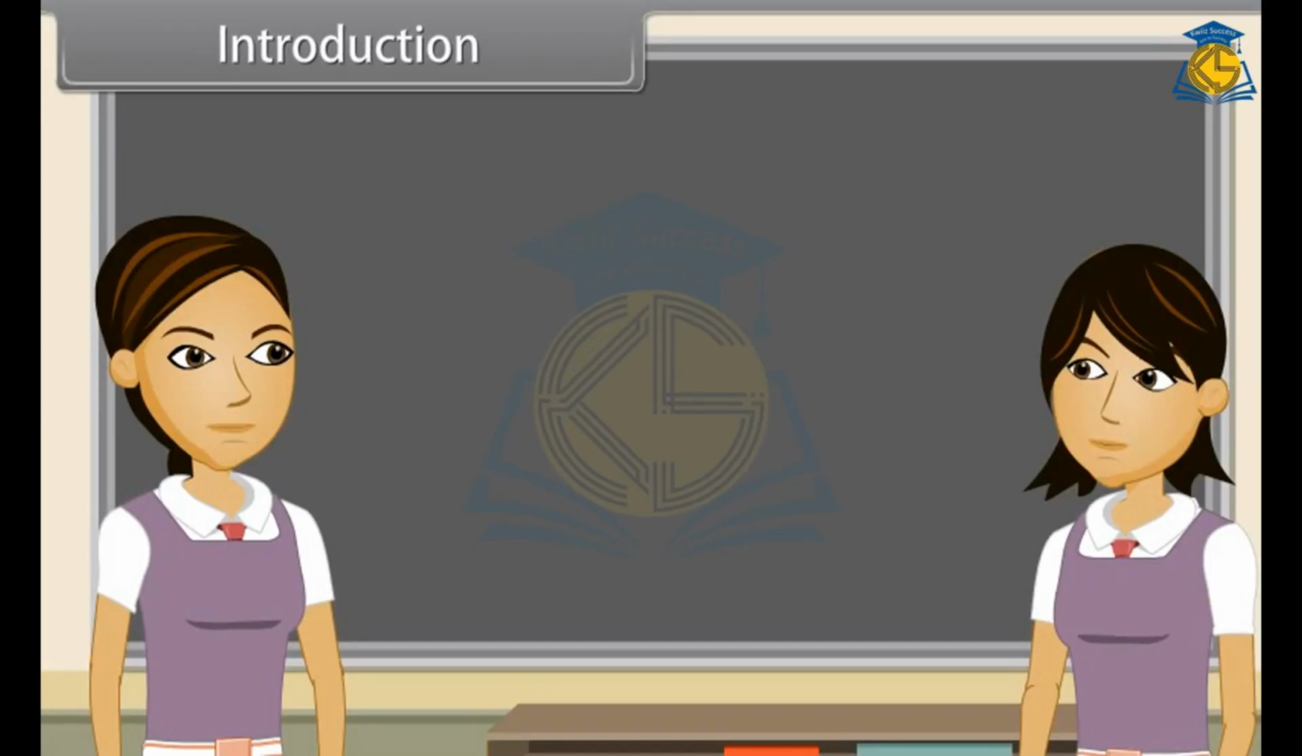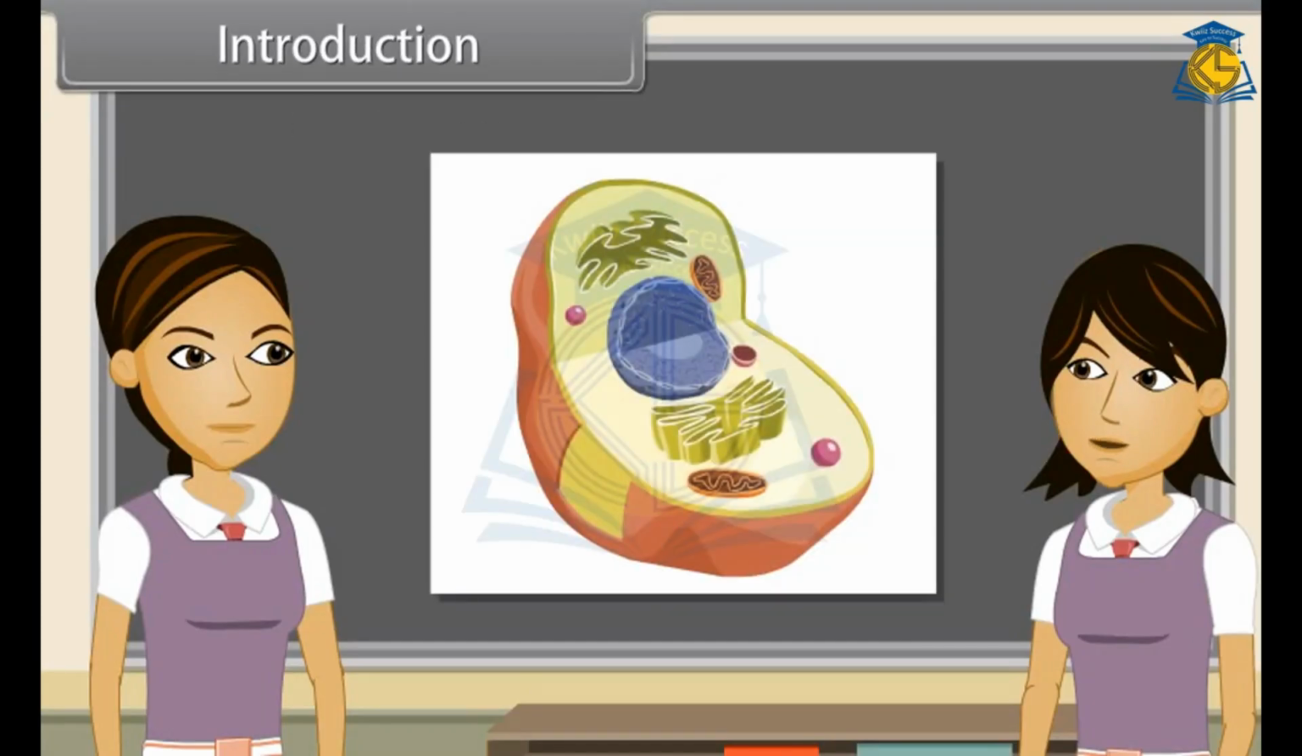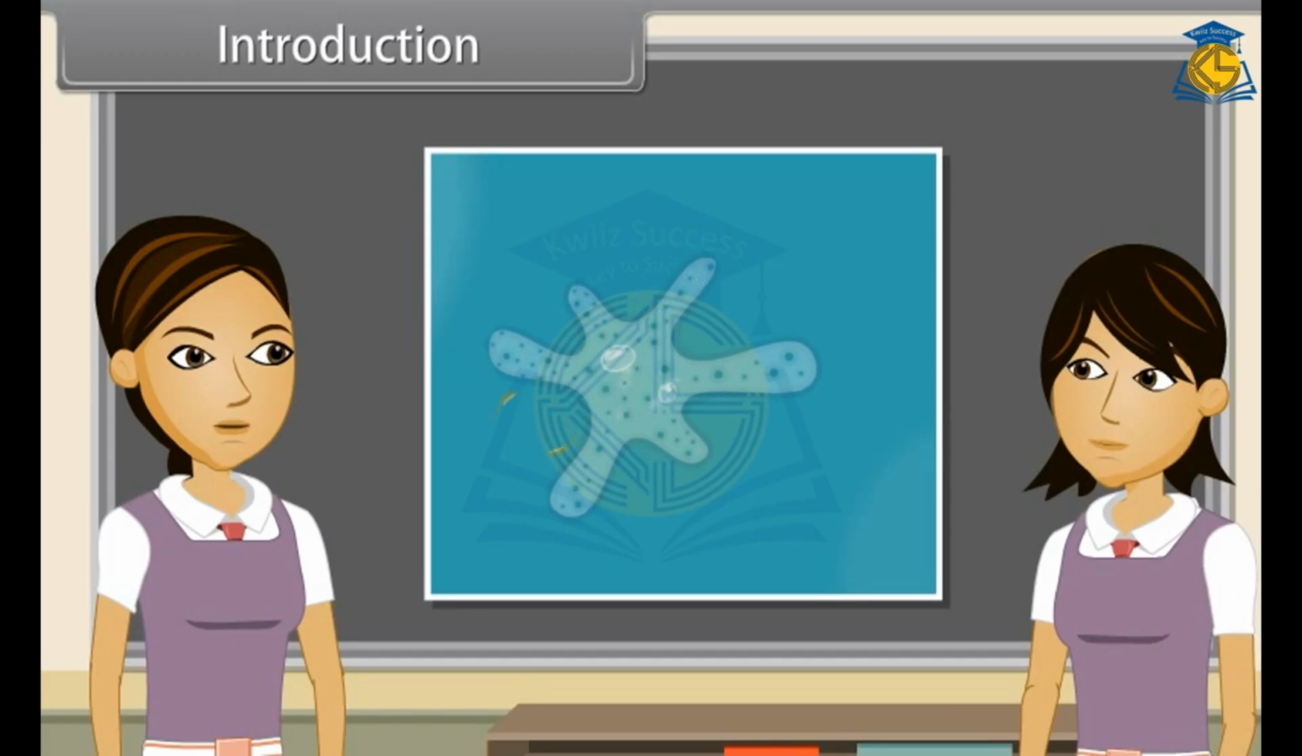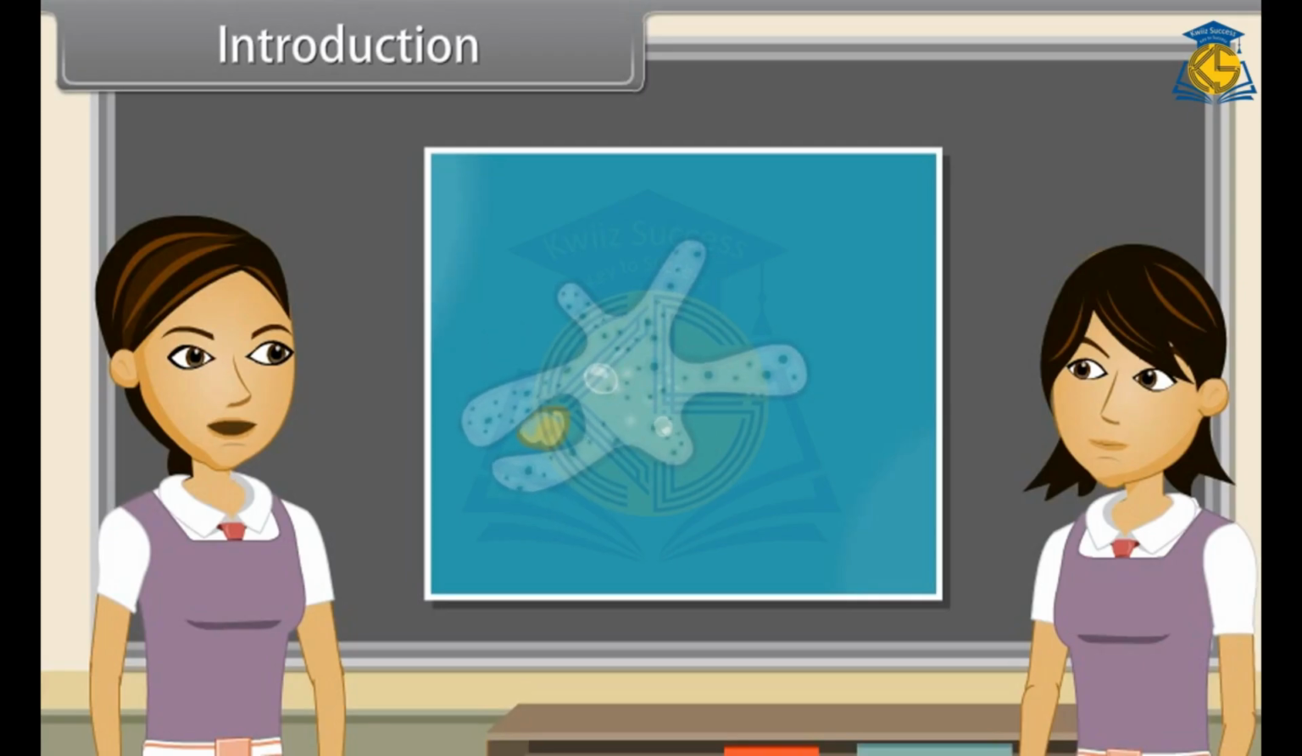Introduction. We know that the cell is the structural and functional unit of life. Do you know what it actually means? It means a single cell can perform all basic functions of life. Example: movement, intake of food and respiratory gases, respiration, excretion.